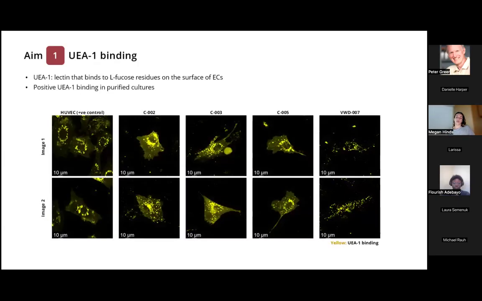And so using HUVECs, which are human umbilical vein endothelial cells, commercially purchased, they were the positive control for this endothelial cell phenotype. You can see that there was positive UEA1 binding in cultures for both the controls and the patient that were analyzed.